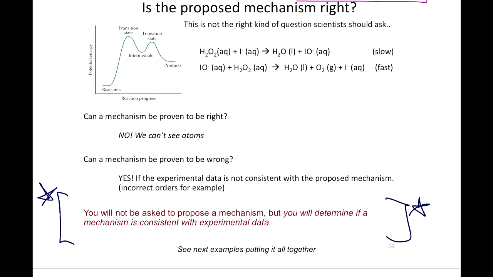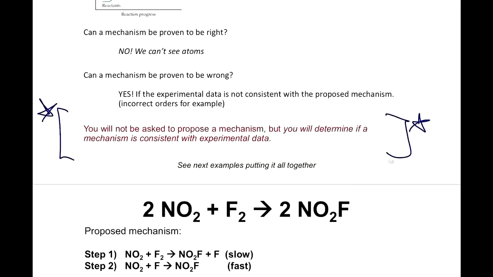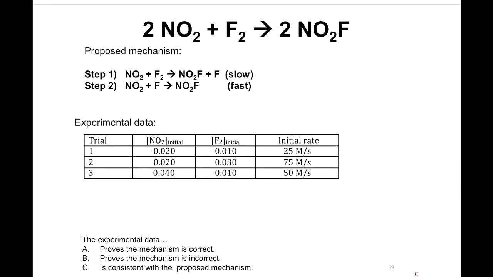We will always give you the mechanism and usually ask you, is the data consistent with one another or something like that. And so let's put all of these examples together with mechanisms and review some of the other methods we used to determine rate laws. Because look, I give you a mechanism and I give you data. And I'm asking, okay, what can we glean from this information?